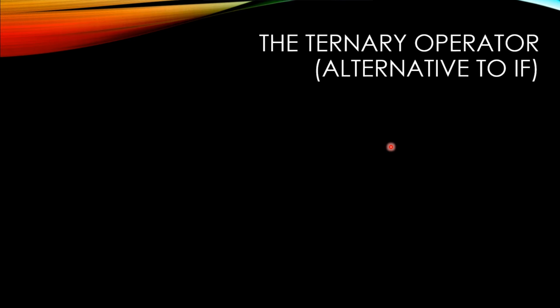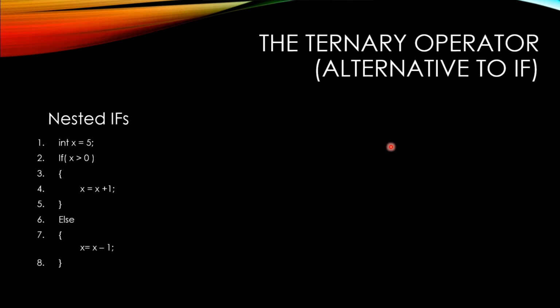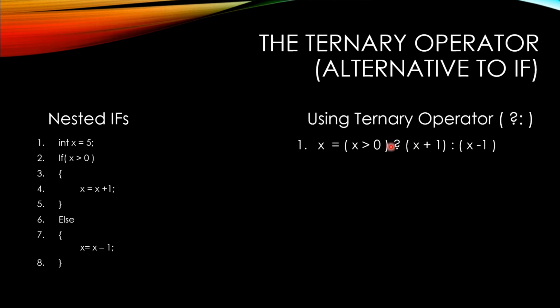Now let's get back to Ternary. This is another form or an alternative to the if statement. How we do this is, suppose I have x equal to 5 and I check whether the number is greater than 0 or not. If it's true, we add 1 to it. If it's false, we subtract 1 from it. We can do this by using the ternary operator, where we take x and check whether x is greater than 0. If it's true, then this is triggered, otherwise this is triggered. So remember, this is how a ternary operator works.